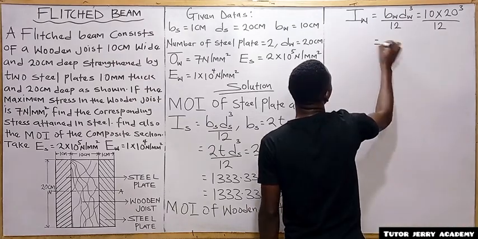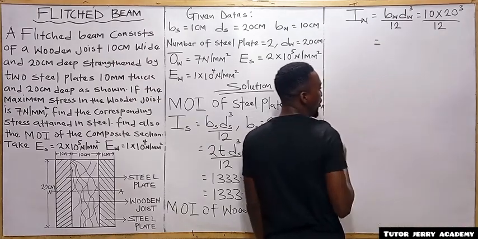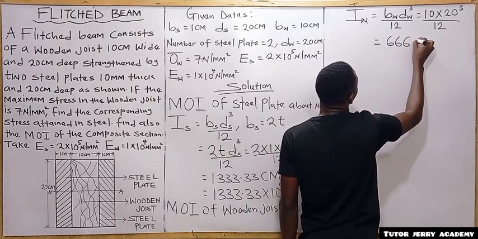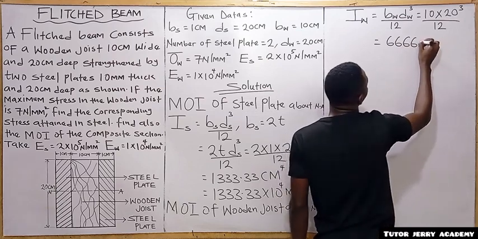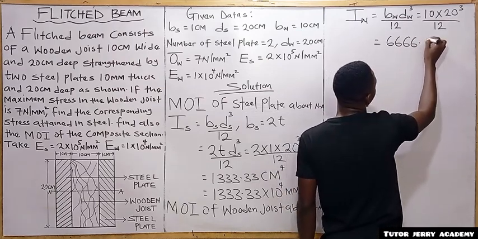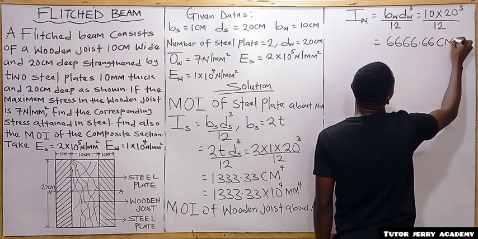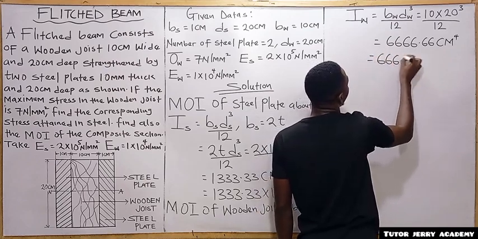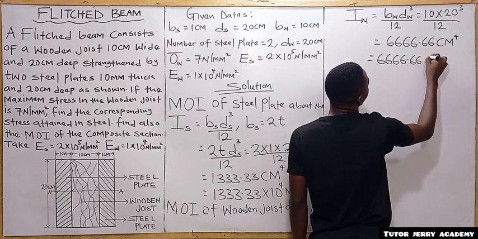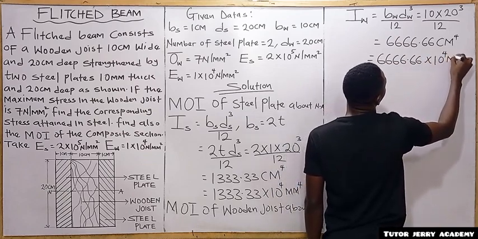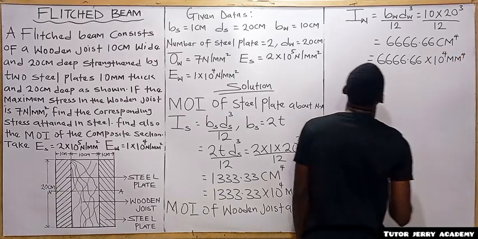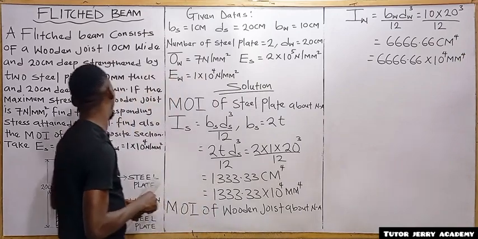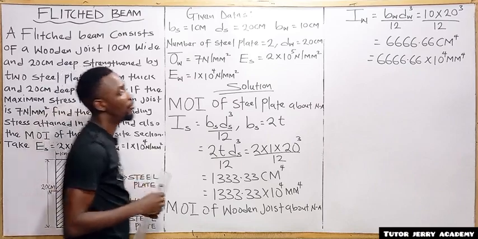If you press that in your calculator carefully, you are going to have 666.66 cm to the power of 4. If you convert that to mm, you are going to have 666.66 multiplied by 10 to the power of 4 mm to the power of 4. The next thing we are going to calculate here is the modular ratio.